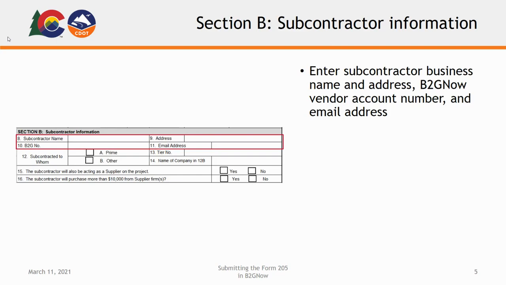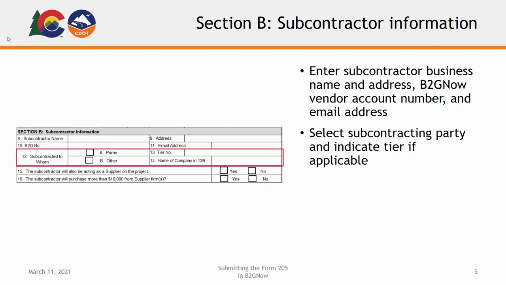Enter the name of the subcontractor in Part 8 and their business address in Part 9. In Part 10, add the subcontractor's B2G Now vendor account number, and the subcontractor's preferred email address will go in Part 11. In Part 12, select whether the subcontractor is working directly for the prime contractor or is subcontracted under another subcontractor. If this subcontractor is hired under another subcontractor, indicate their tier in Part 13.